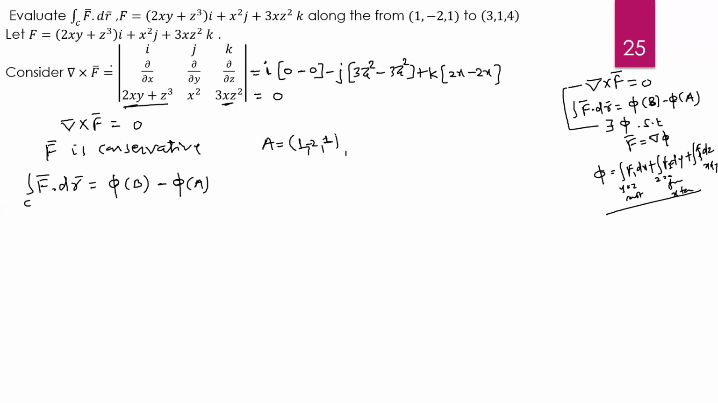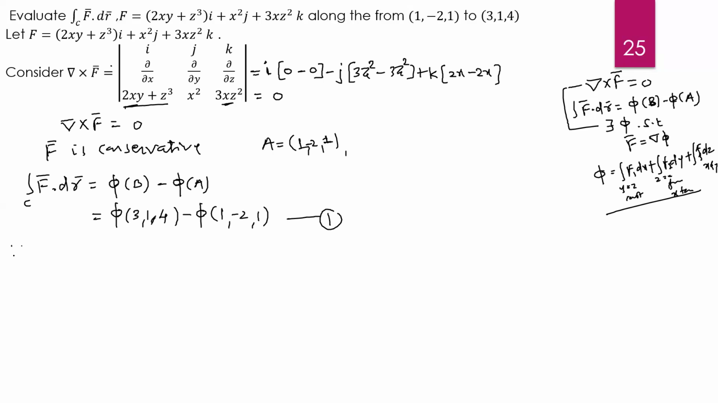Okay. And the B is (3, 1, 4). See here, I'm putting the direct upper limit (3, 1, 4) minus the lower limit (1, -2, 1). Suppose this is equation number 1. Okay, let us find the phi.